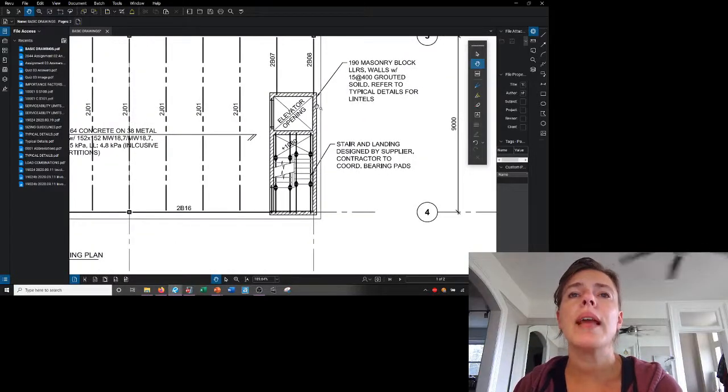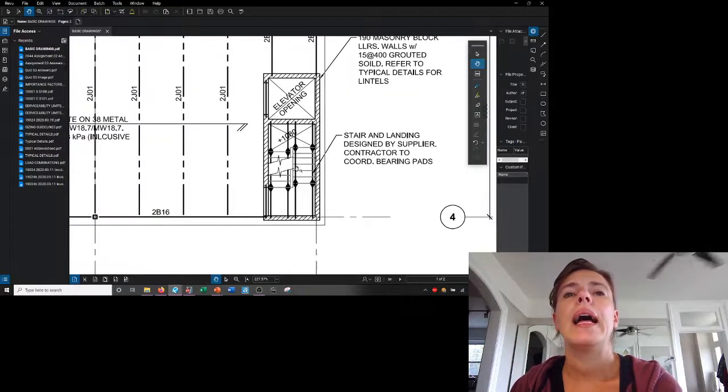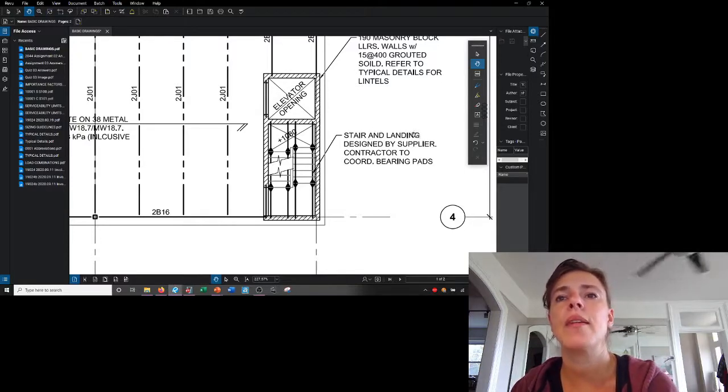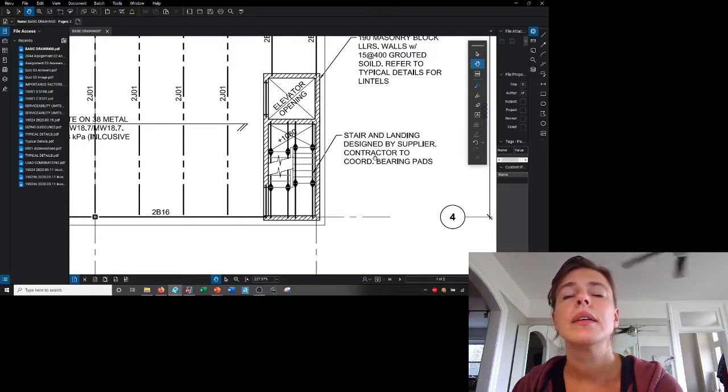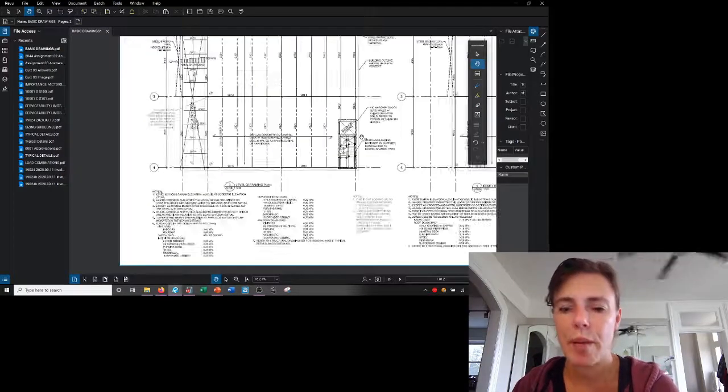Our stairwell and elevator are hatching switched. It looks like it says it's 190 masonry block here. It looks like we've got some framing in our stair and a note that says stair and landing designed by supplier and contractor to coordinate bearing pads. So it looks like some work would have to happen there.